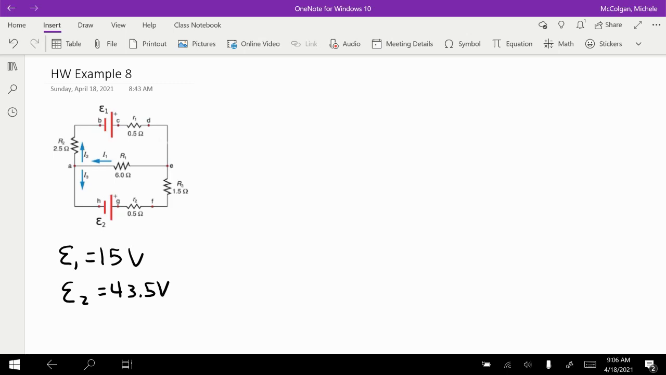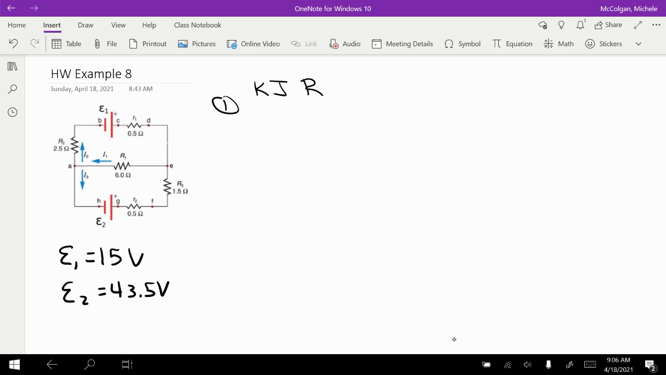What we're going to do is use Kirchhoff's junction rule for current, and then use Kirchhoff's loop rule to go around the loop for each of these parallel circuits. So first I'm going to write down Kirchhoff's junction rule.